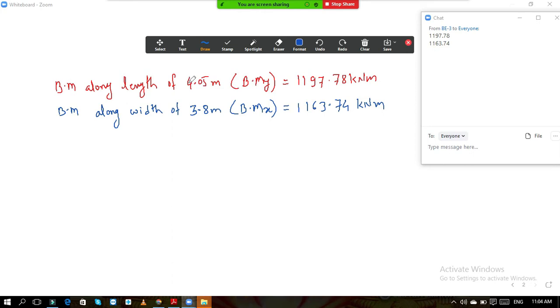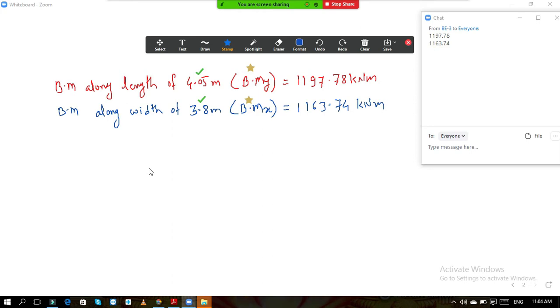I will highlight this. Okay, you pay attention over these. 4.05. So bending moment along the length of 4.05 meter, this is our bending moment in y direction. Okay, so this is bending moment in y direction and this is bending moment in x direction.